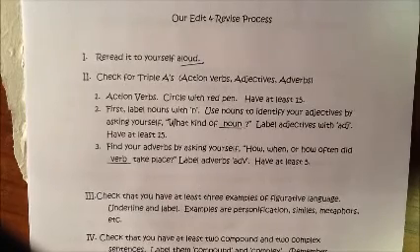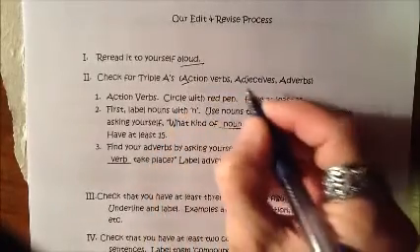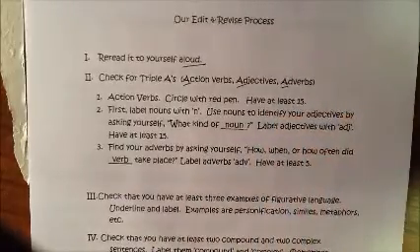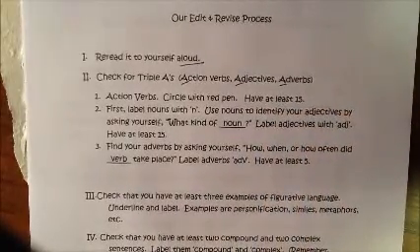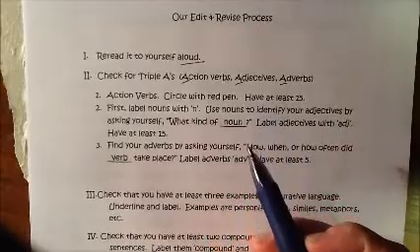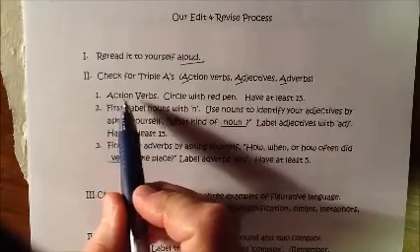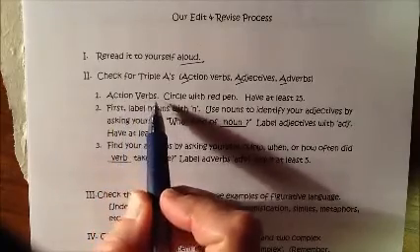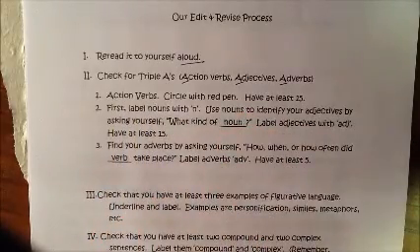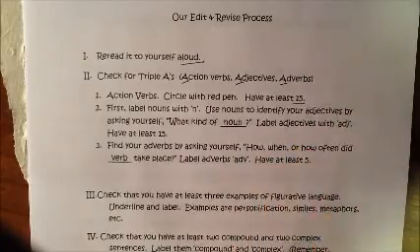Okay, the next thing that you want to do is check for what we're going to call our AAAs. That's your action verbs, adjectives, and adverbs, because all good writing is descriptive, and the only way you're going to have descriptive writing is if you've got these three things. So we're literally going to count them in our essay. First step in finding the AAAs is finding your action verbs. You're simply going to read it very quickly and circle your action verbs and count them. The goal is to have at least 15.